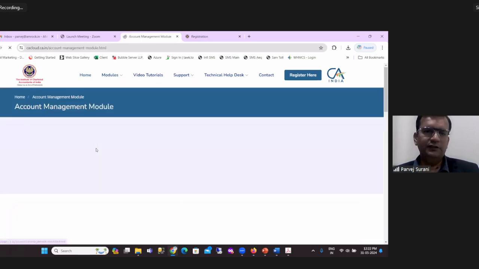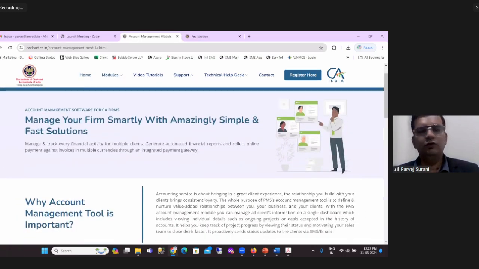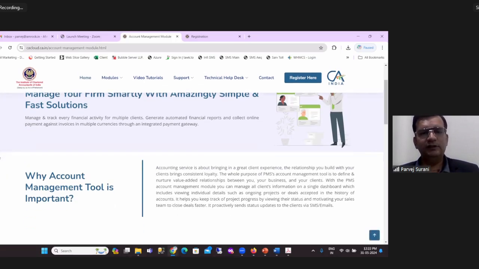Then account management is also there. Through account management, you can manage all your account-related activities smartly and simply. Manage and track every financial activity for multiple clients, generate automated financial reports, and collect online payments against invoices in multiple currencies through an integrated payment gateway. In PMS, you can also configure multi-currency. So if your client is outside of India and you charge them in dollars, then you can define the currency in the PMS and charge accordingly.